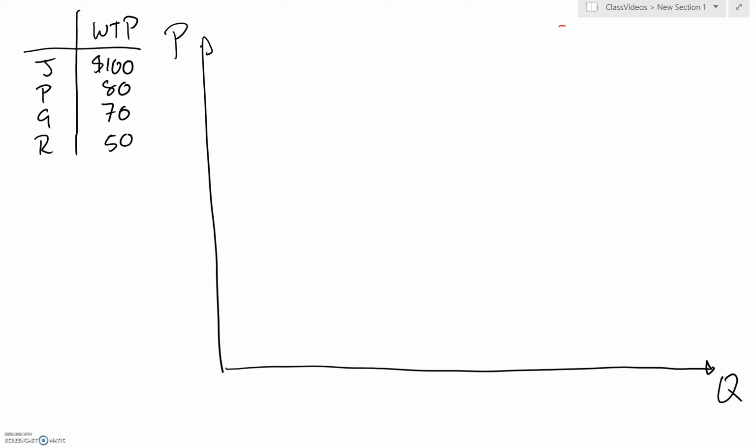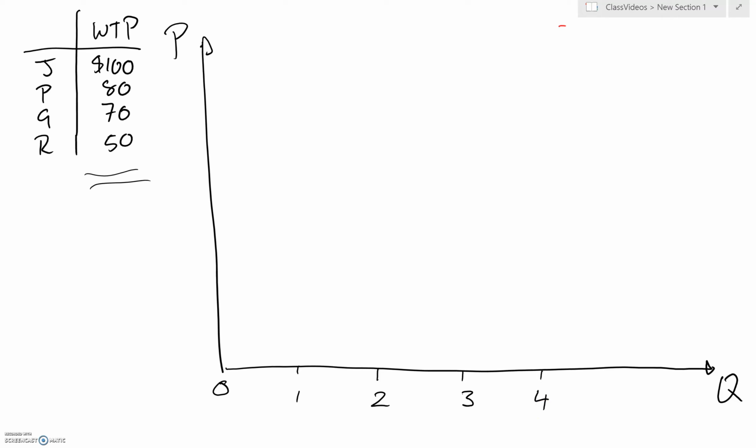A few things to note about this set of willingnesses to pay. We can think about this as a demand schedule. We have 4 potential buyers, and each one of them only wants to buy at most 1 unit. They either want to buy something or not buy it. So the quantity is either going to be 0, 1, 2, 3, or 4. We're not going to get quantities greater than that. These are the only consumers in the market.